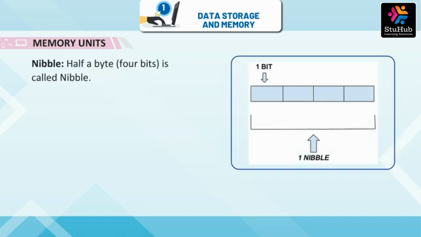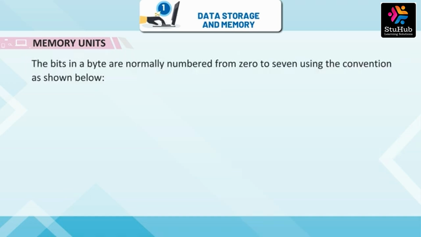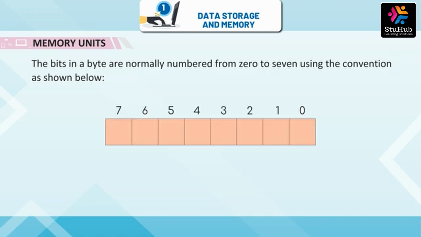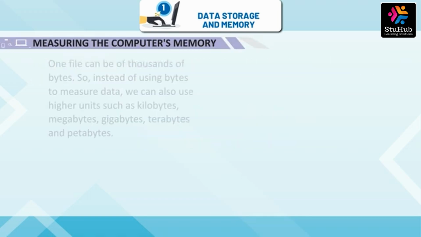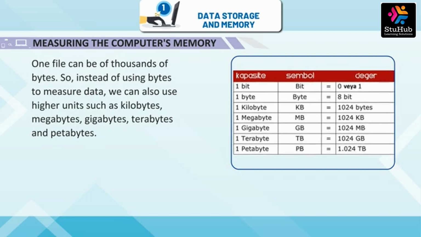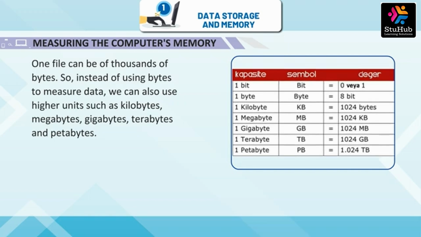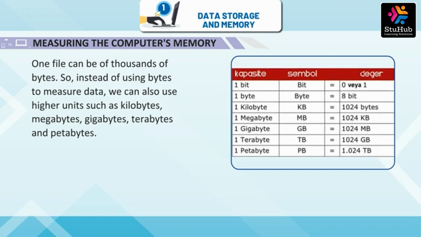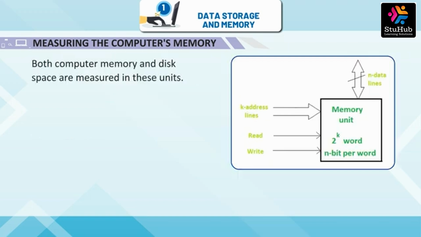Nibble. Half a byte. 4 bits is called a nibble. The bits in a byte are normally numbered from 0 to 7 using the convention as shown below: 7, 6, 5, 4, 3, 2, 1, 0. Measuring the computer's memory. One file can be of thousands of bytes, so instead of using bytes to measure data, we can also use higher units such as kilobytes, megabytes, gigabytes, terabytes, and petabytes. Both computer memory and disk space are measured in these units.